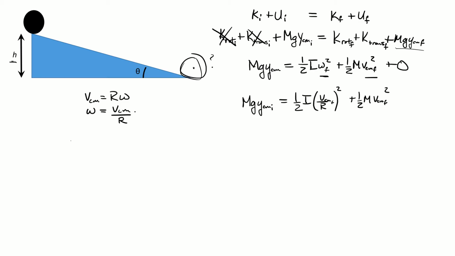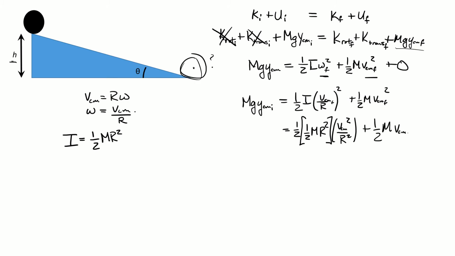We can do one more thing. This is a cylinder, so if we look at our table of moments of inertia, we know this is 1/2 total mass R squared. So we can make that substitution as well. This becomes 1/2 times that moment of inertia, 1/2 mR squared, times v center of mass squared over R squared, plus 1/2 m v center of mass squared. And this is all also going to be equal to that initial gravitational potential energy.